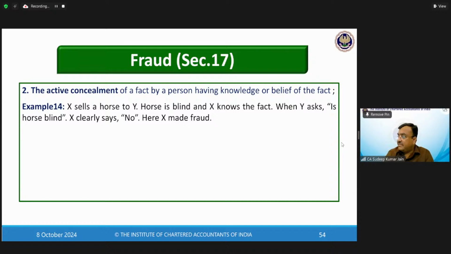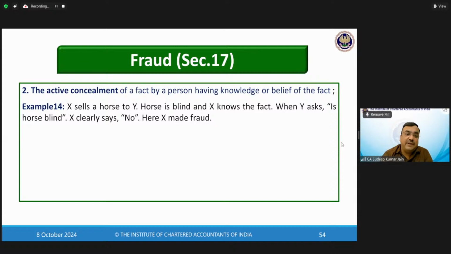Sir, Pawan is asking, can we write in the exam "knowingly making a false statement"? Yes, you can write. The concept is the same. Active concealment of fact by a person having knowledge or belief of the fact. Again, hiding the facts, knowingly hiding the facts. जानबूझ के किसी सच्चाई को छिपाना.